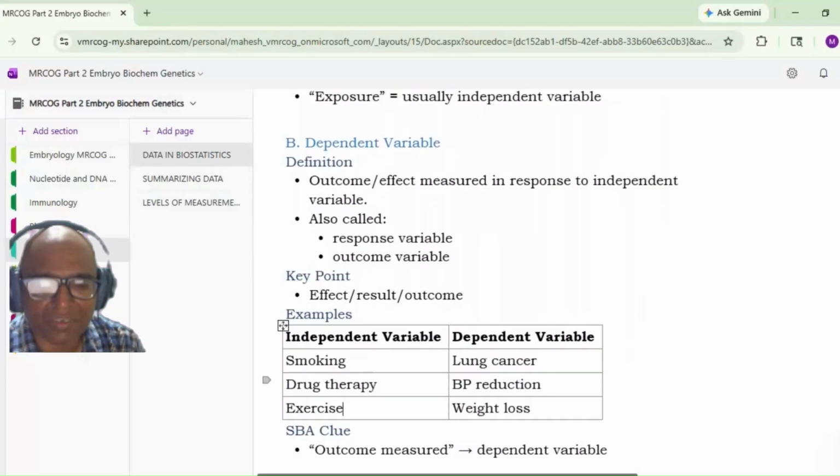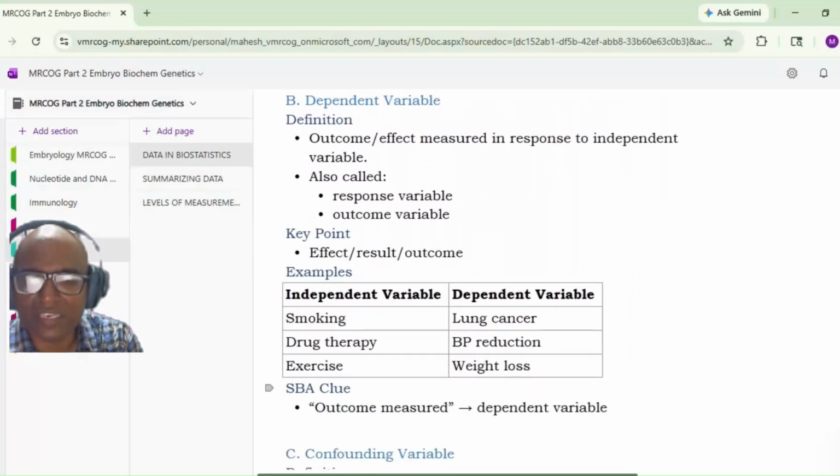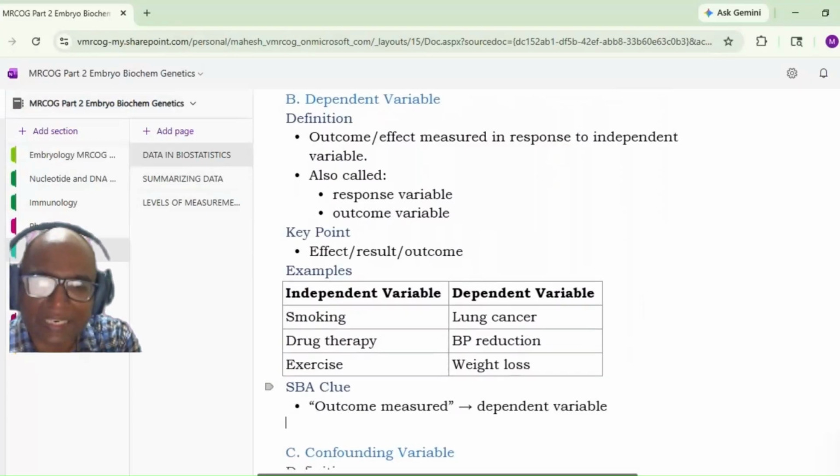So the keyword which you should look for is: what is the effect, or what is the result, or what is the outcome? That becomes your dependent variable. Okay, for example, smoking causes lung cancer. Here lung cancer is the dependent variable. Or drug therapy causing a reduction in blood pressure. So here reduction in blood pressure is the dependent variable.